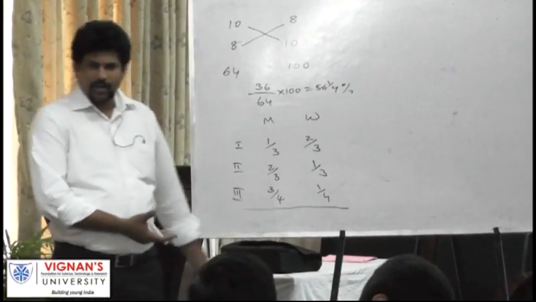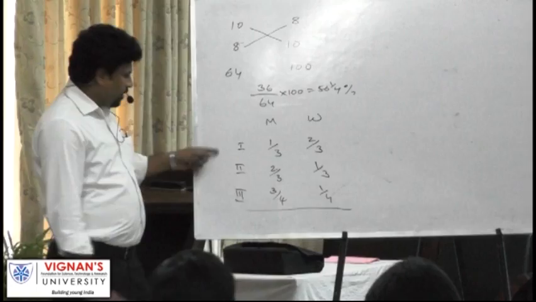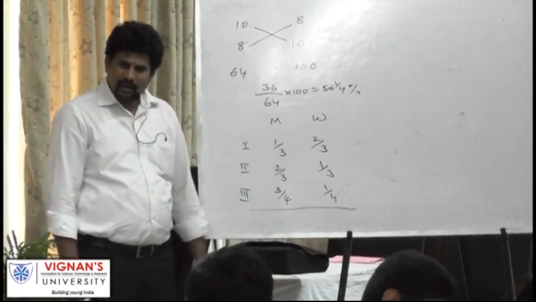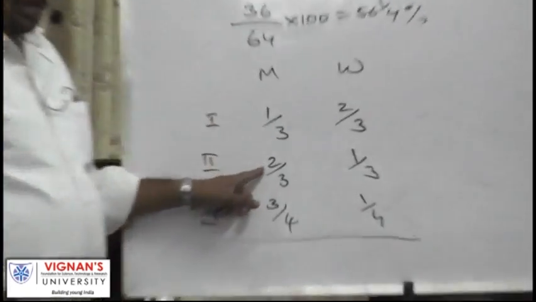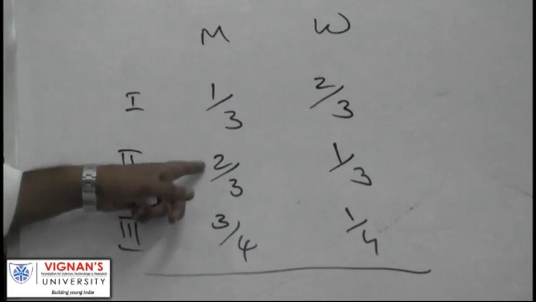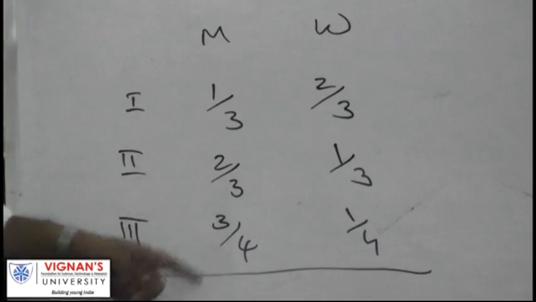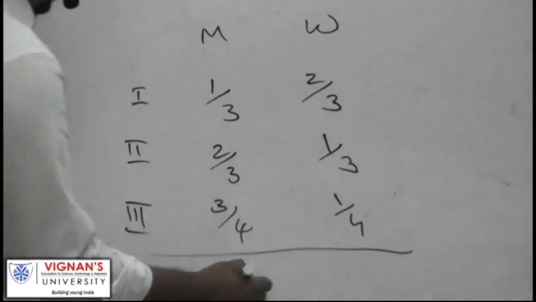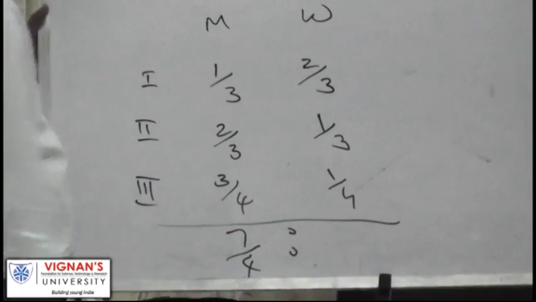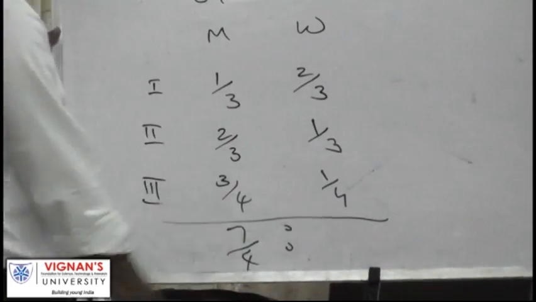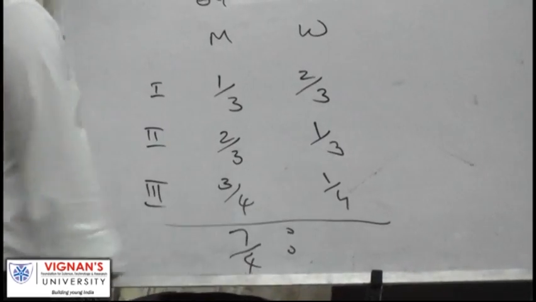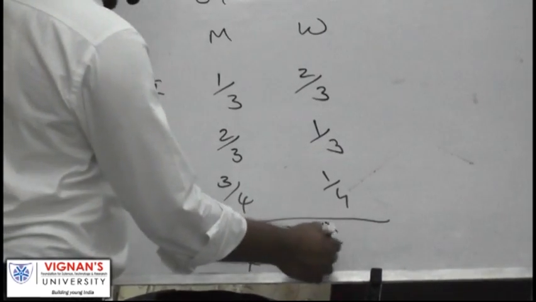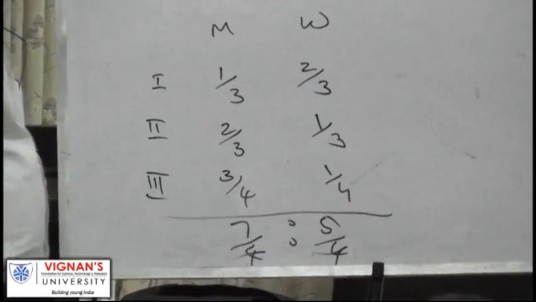Now he's asking if the contents are mixed in another vessel, what would be the ratio of milk and water? Quantity is not going to change. These three are equal glasses, so directly you can add them. 1/3 plus 2/3 is 1. 1 plus 3/4, 7/4. I'm adding total milk. Similarly, 2/3 plus 1/3 is 1. 1 plus 1/4, 5/4.